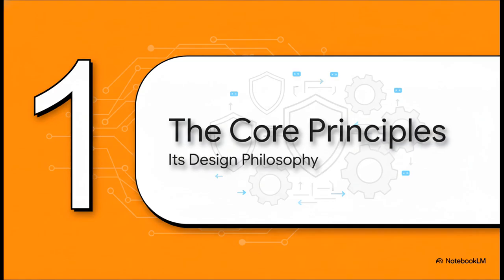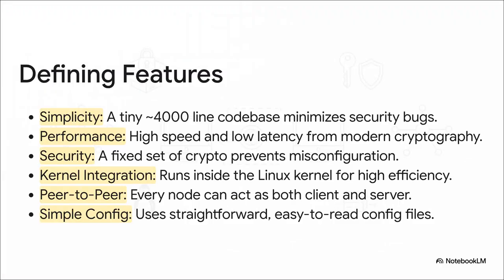To really get WireGuard, you have to start with its core principles. This isn't just some other VPN protocol. It's a fundamentally different way of thinking about how to build a secure network. And what's so brilliant here is how all of these principles just feed into each other. Take simplicity. The entire code base is only about 4,000 lines of code. That is tiny. It means you can actually audit it, which seriously cuts down on security bugs. This focus on being lean also allows for incredible performance, which gets another huge boost because it runs right inside the Linux kernel. It all just clicks together.